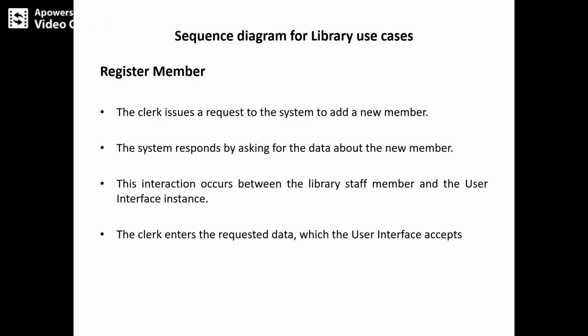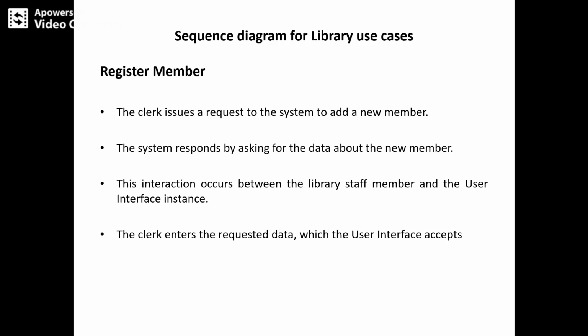We know that in the manual method, usually the customer or the student will go to the library and ask the clerk that they want to become a member of the library management system. So the customer asks, and the clerk issues a request directly to the library management system, that is the system, to add a new member.